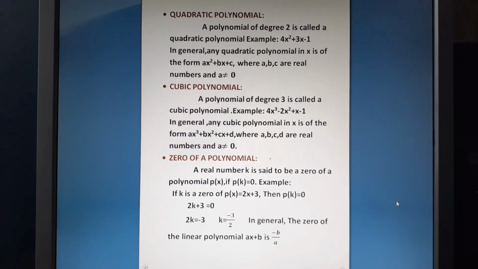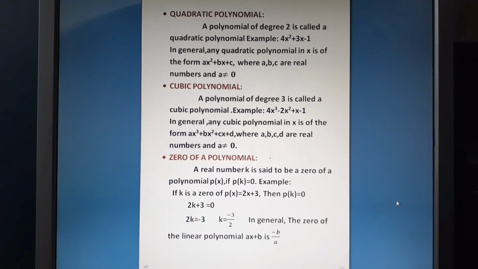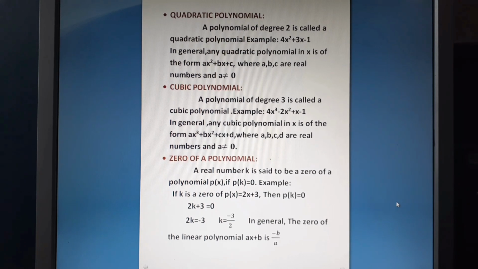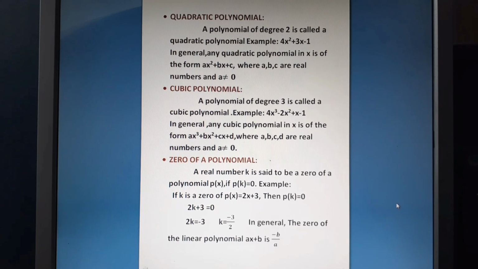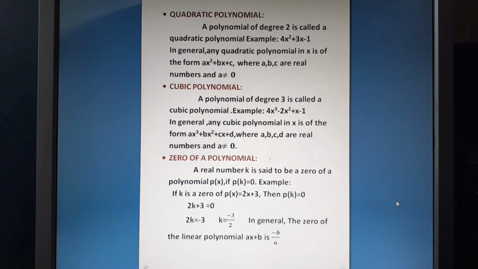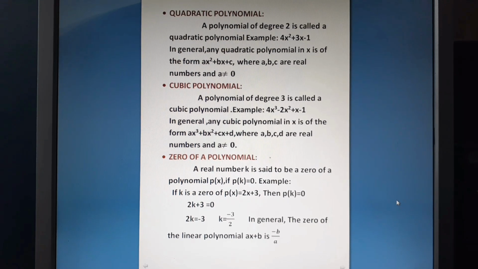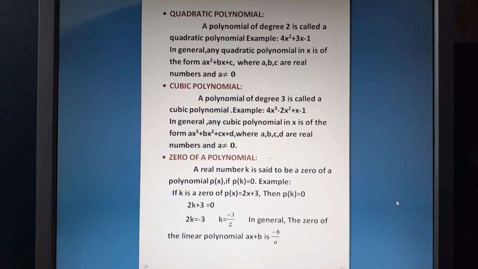Quadratic polynomial. A polynomial of degree 2 is called a quadratic polynomial. Example, 4x square plus 3x minus 1. Here the highest power of the given variable x is 2. In general, any quadratic polynomial in x is of the form ax square plus bx plus c, where a, b, c are real numbers and a is not equal to 0.